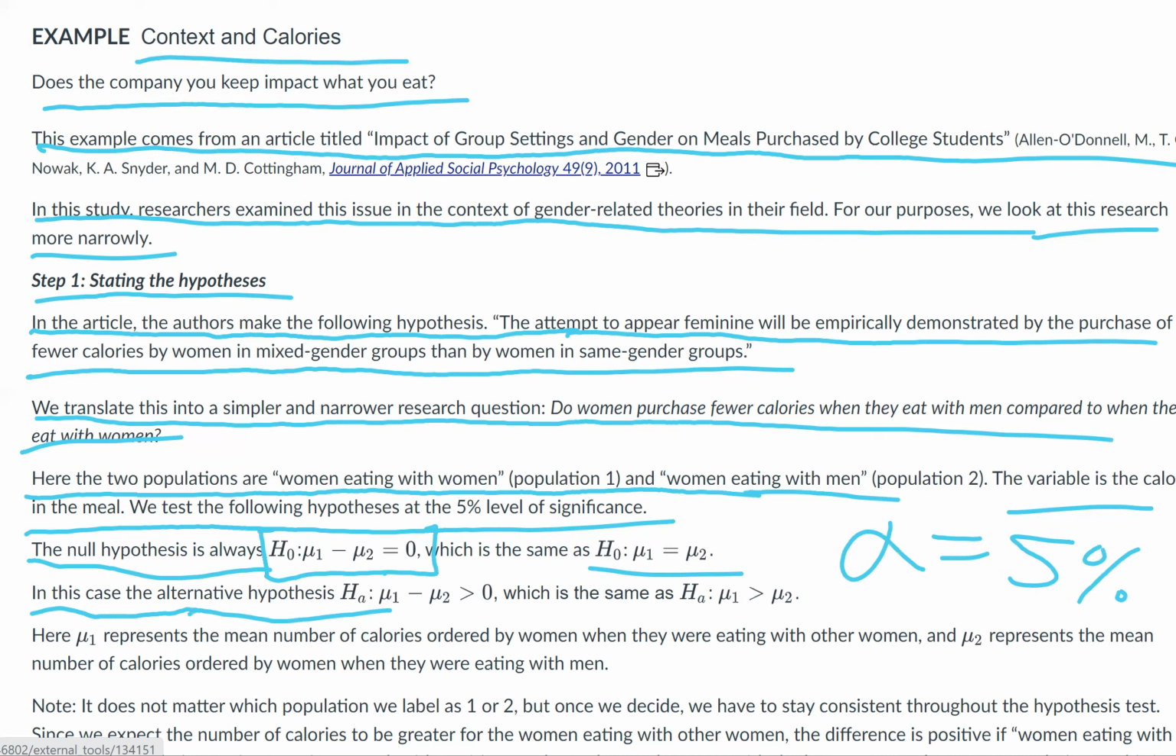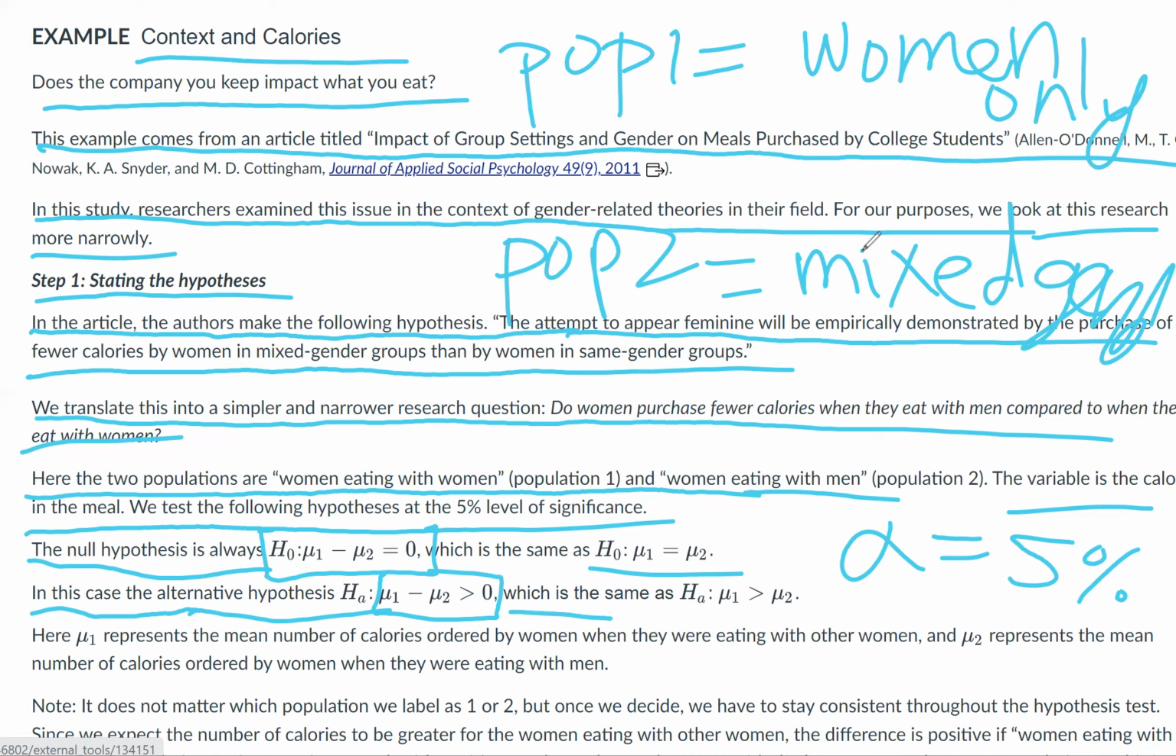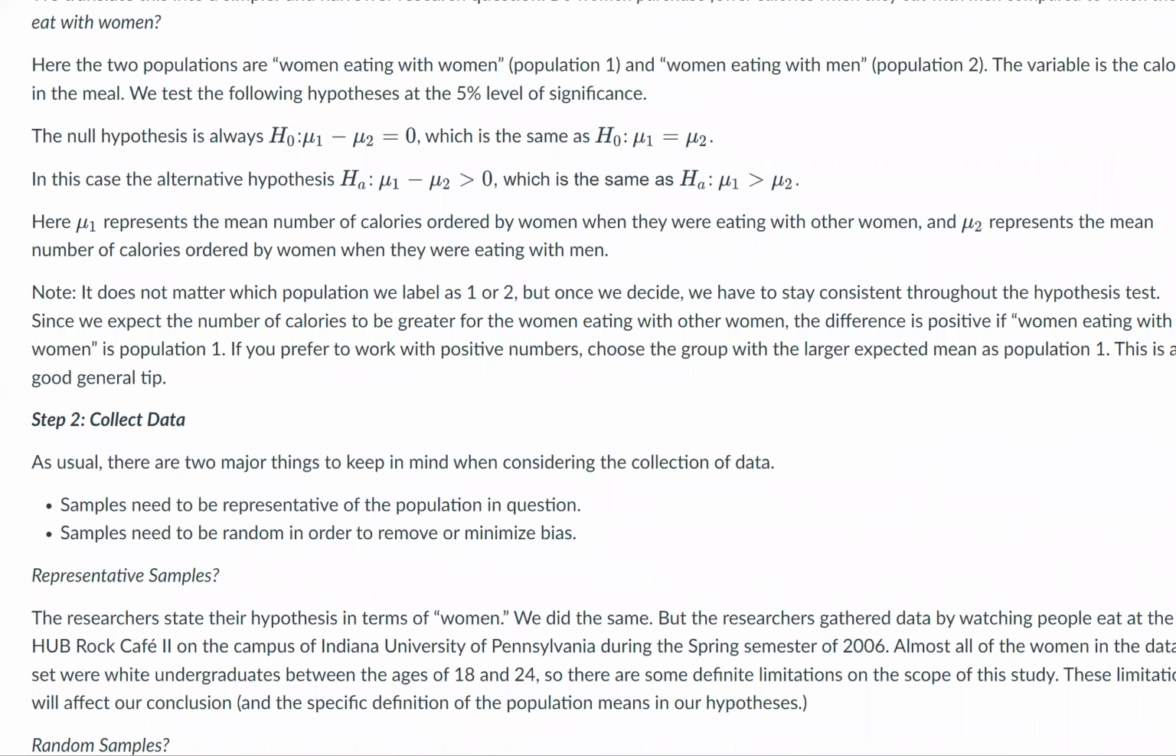So the mean number of calories she eats when she's with women, we say that's population 1. If she's eating with women only, we're assuming that she's eating more, supposedly. And then population 2 is mixed genders, or at least one man is there, which is the same as saying that the mean number of calories that she eats when she's with women only is greater than the number of calories she eats when she's with a mixed gender group.